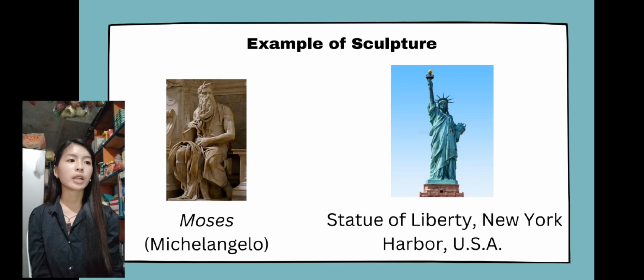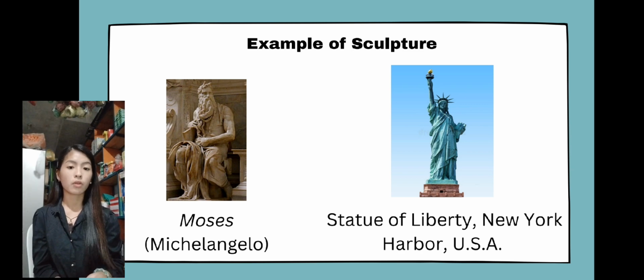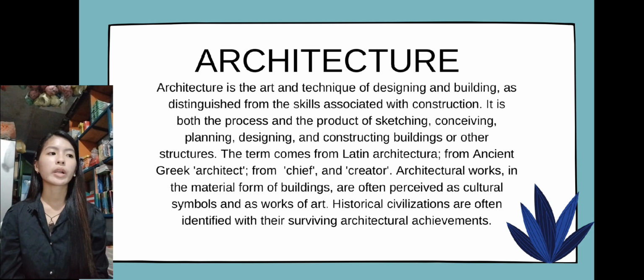So I have here an example of the sculpture. The first one is the statue of Moses by Michelangelo. And the second one naman is the Statue of Liberty, New York Harbor, USA. So I know naman na very familiarized na kayo dito sa USA sa Statue of Liberty. So ito siyang sculpture, ginamitan siya ng marble. So, let's proceed on our next topic.